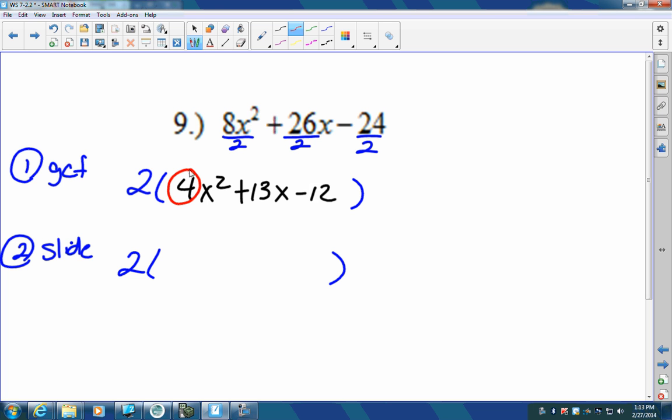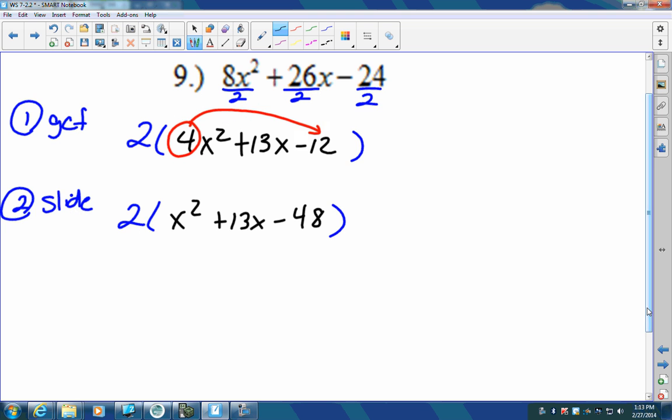Slide to the right. So I move that over there. So now I just got x squared. The whole idea is you always want to just have an x squared. Plus 13x. 4 times negative 12, negative 48. Remember, multiply them. Multiply them. Okay. So you slid.